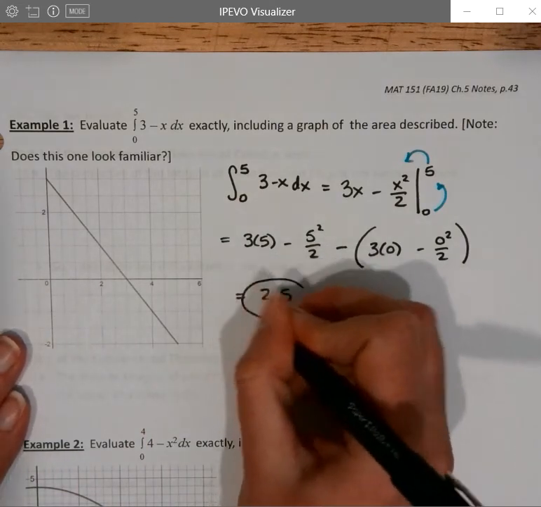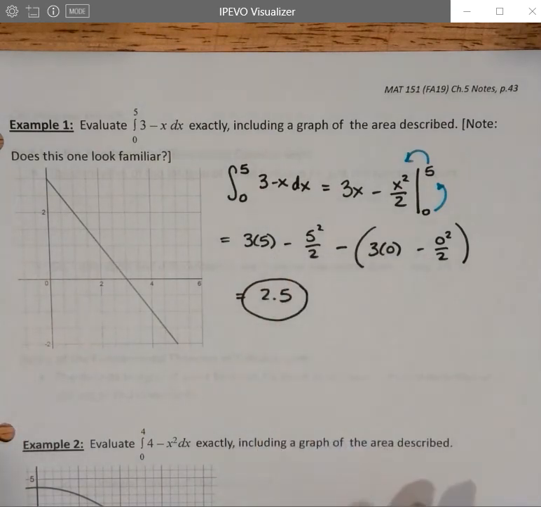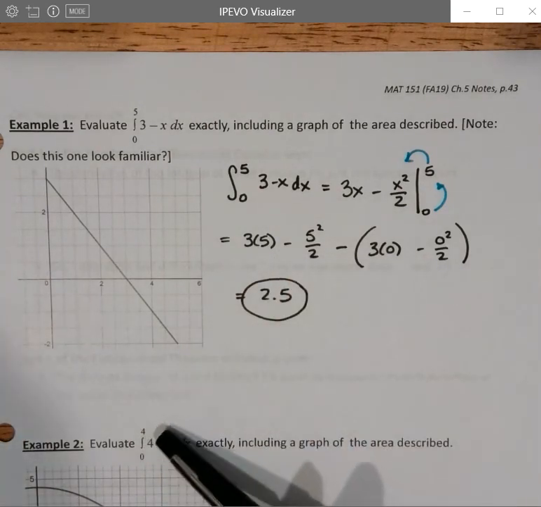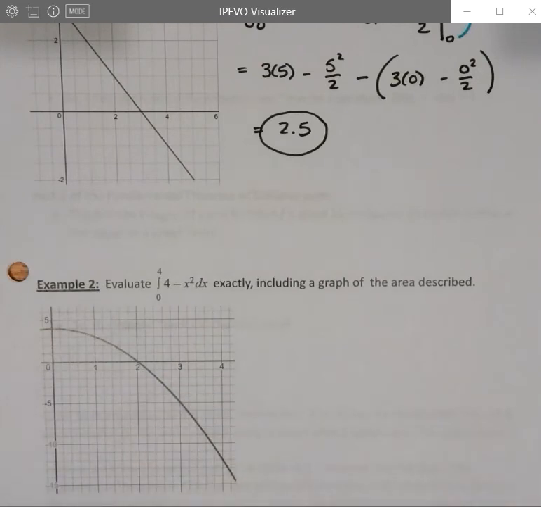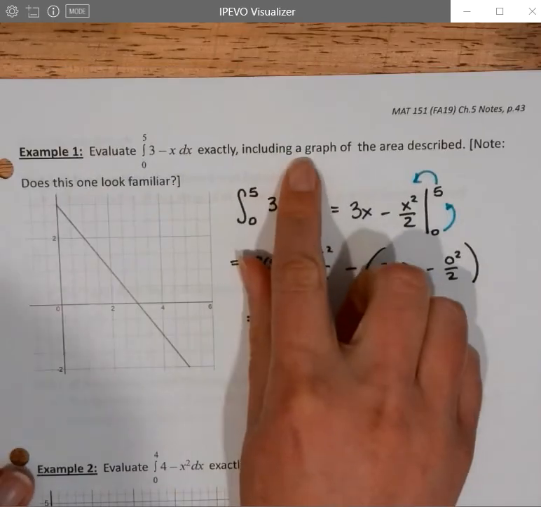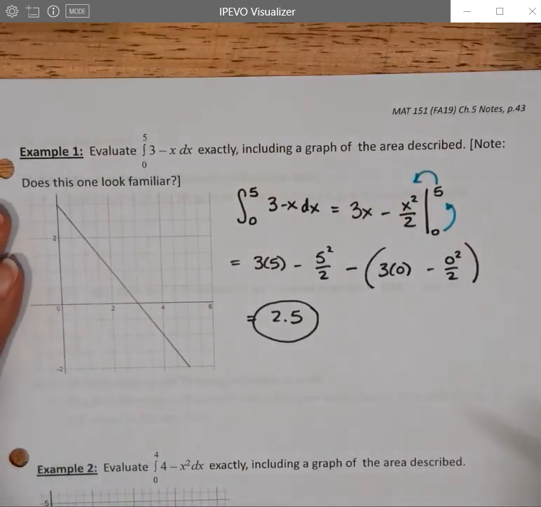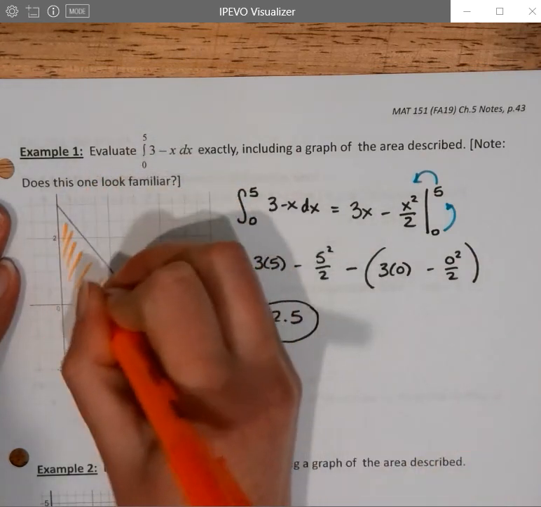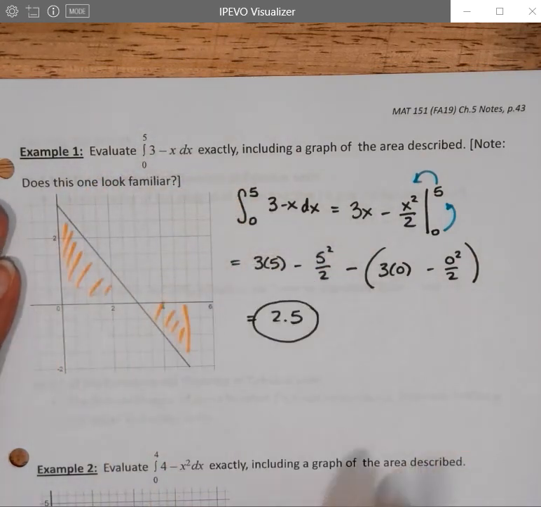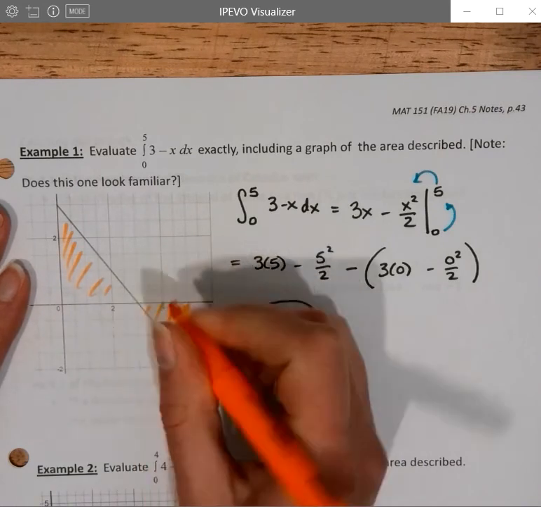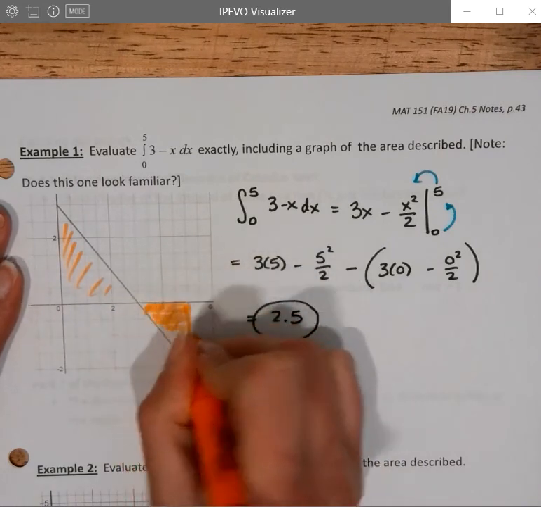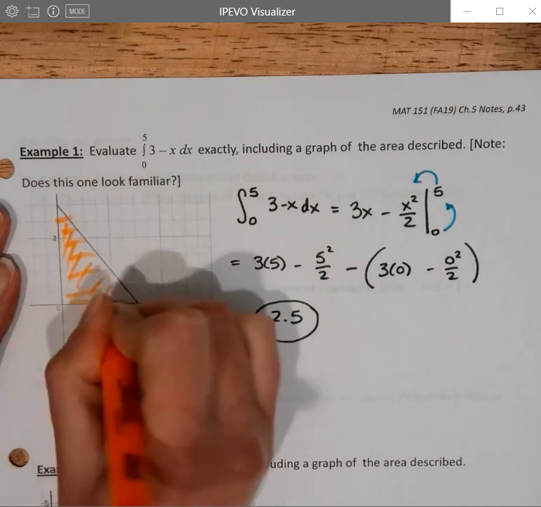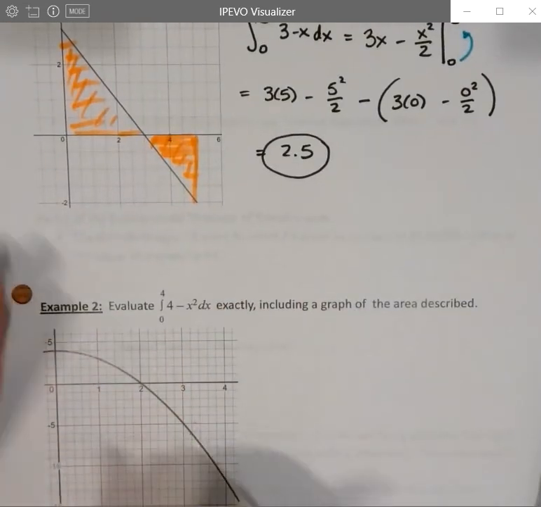All right, so we can do this in other cases that are not geometric, like this one. It says including a graph of the area, and I didn't graph the area, so we'll go back and do that. So 5 here, and the area is just this shaded region, right? I just wanted to make sure we saw what region we're actually finding the area of. We can't do this one geometrically because it's not a geometric shape.